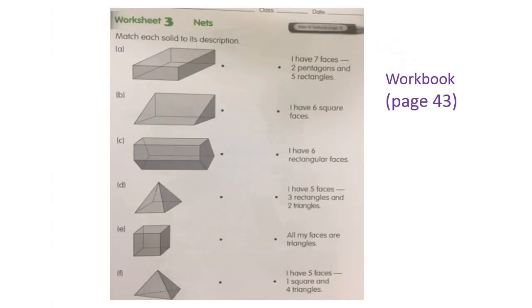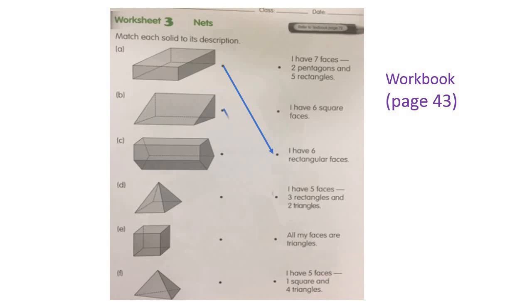Now I want to do some exercises on nets on worksheet number 3, page 43. You have to match each solid to its description. So we are reading the description for each shape. The first one is a cuboid. I want to know which description matches. I have 6 rectangular faces. As you see here, the faces of this 3D shape are all rectangles, and they are 6.